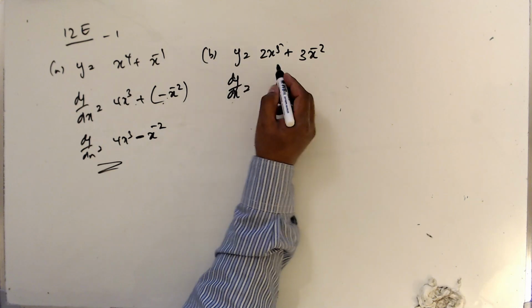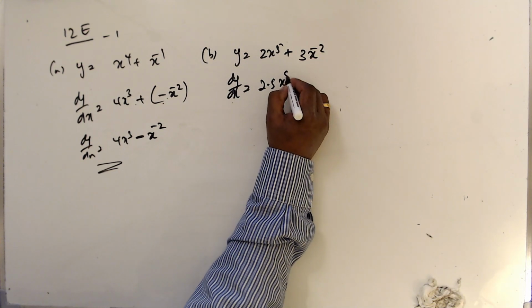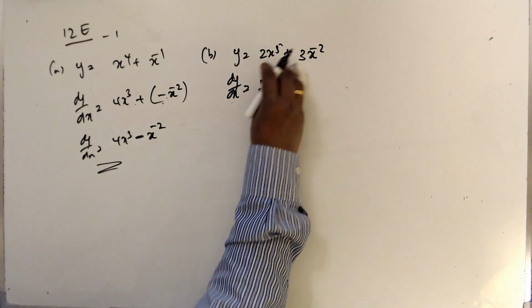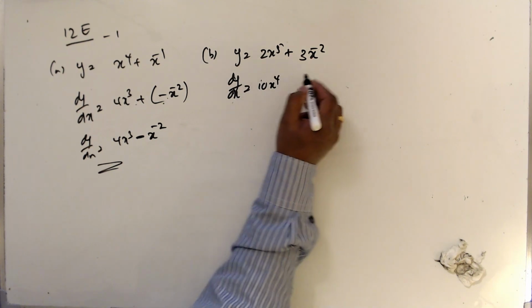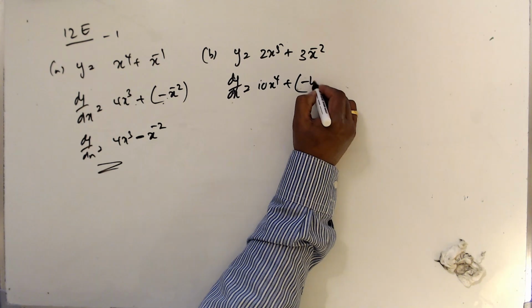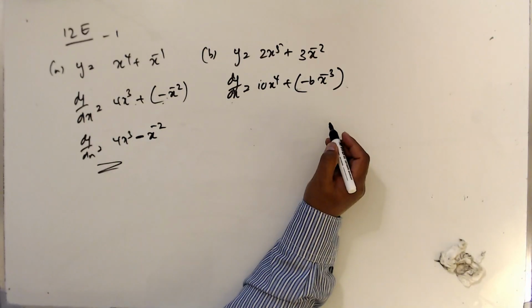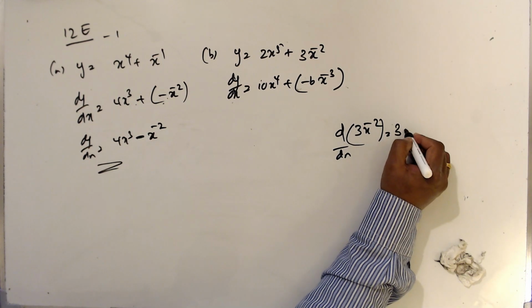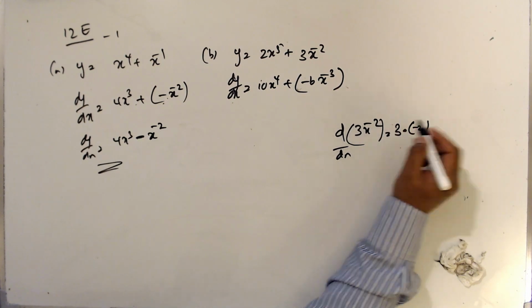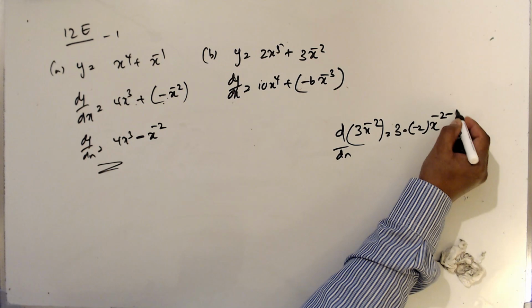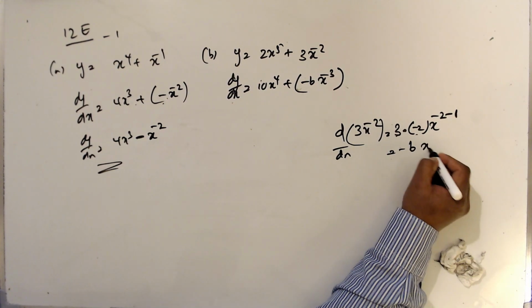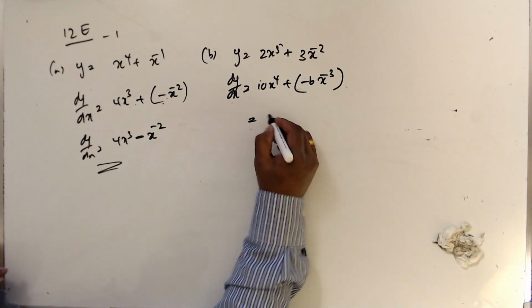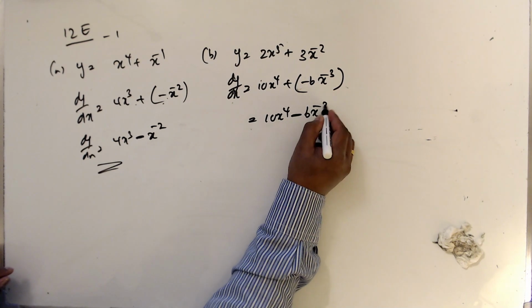So dy, this is number 2. 2 times 5x, 5 minus 1, 3 times 5 times 2, 10x4 plus minus 2 times 3 minus 6 x minus 3. So 3x minus 2 differentiation is 3 as it is, then minus 2 n x to the n minus 1. So 3 times minus x minus 3. So this is going to be 10x4 minus 6x minus 3.